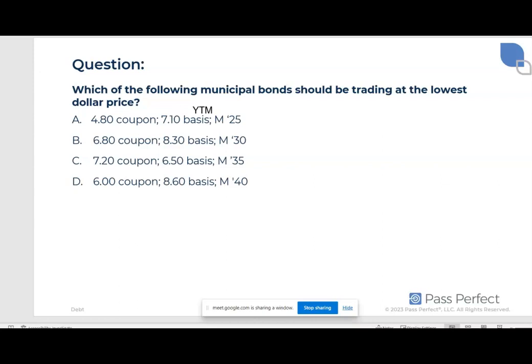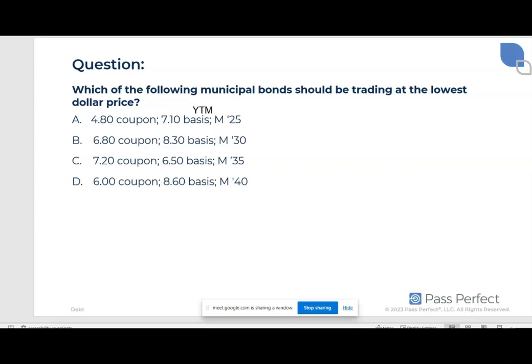We can start off by eliminating any answer choices that are clearly false. If you look at choice C, that's a 6.5 basis, that's the yield, but the coupon, the interest rate, is 7.2%. In this case, the yield has gone down. If the yield has gone down, it must be because the price has gone up. This must be a premium bond, so this will be trading at the highest price rather than the lowest price. So we've just eliminated choice C.